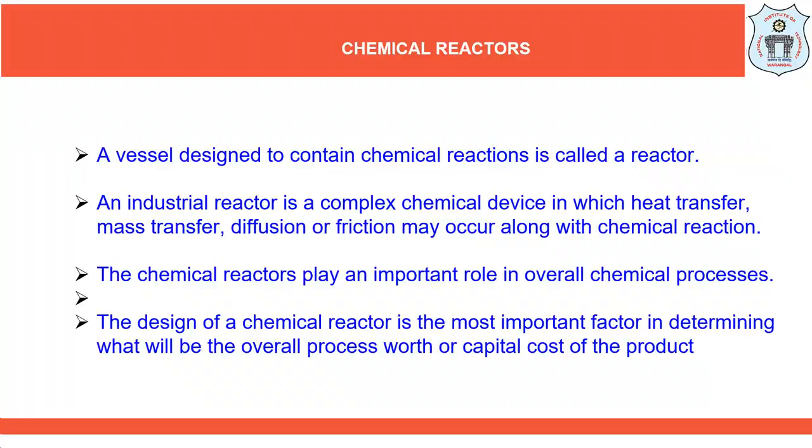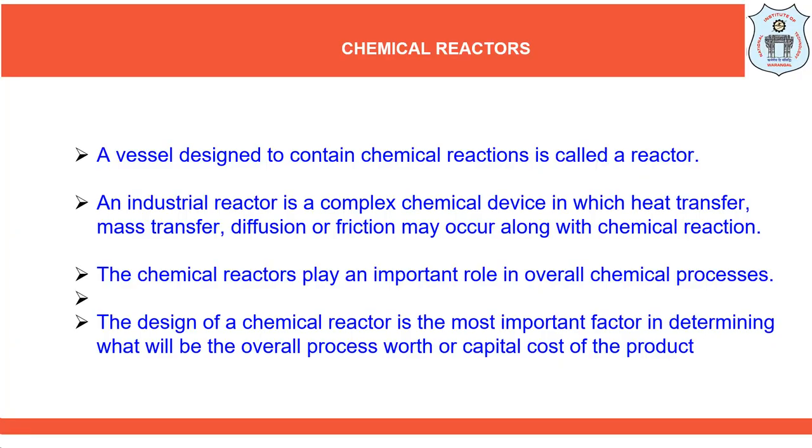What is a chemical reactor? It's a vessel designed to contain chemical reactions, and is called a chemical reactor. Actually, an industrial reactor is a complex chemical device in which heat transfer, mass transfer, diffusion or friction may occur along with the chemical reactions. Whereas in batch reactors or small scale reactors, we are only concerned about the reaction that is taking place.